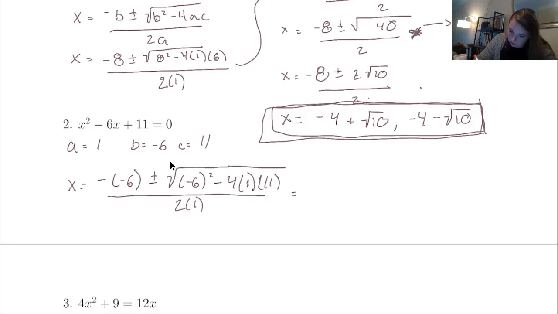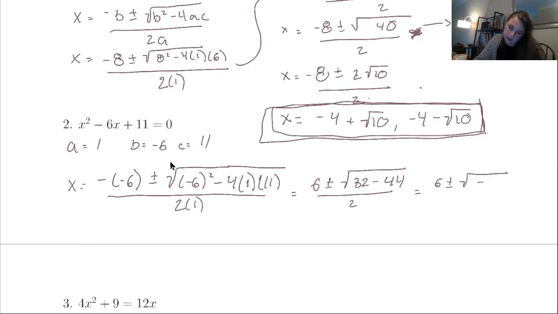And that's going to equal positive 6 now, plus or minus the square root of 6 squared, which is 36, minus 44, over 2. So I get 6 plus or minus the square root of negative 8 over 2. What do you guys think I should do from here?